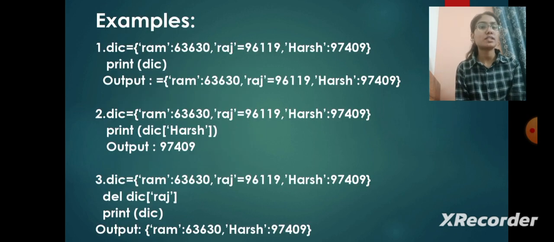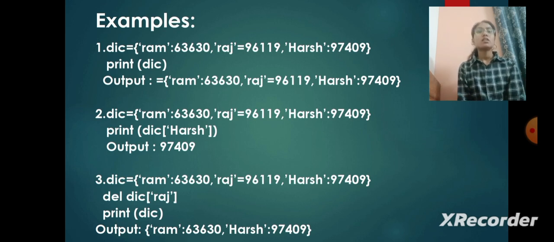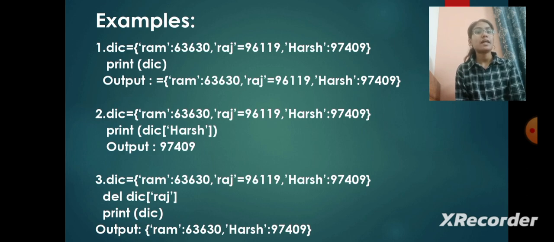And some examples of dictionaries are, first one is dictionary includes some elements, that is Ram's number is 63630 and Raj's number is 96119 and Harsh's number is 97409. And we can run the dictionary with the print statement and we are getting the output as same as the dictionary. And second example is dictionary includes the same elements as the first example, and we want the hash number, so we run the dic dot hash with print statement, we are getting the output hash number, that is 97409.